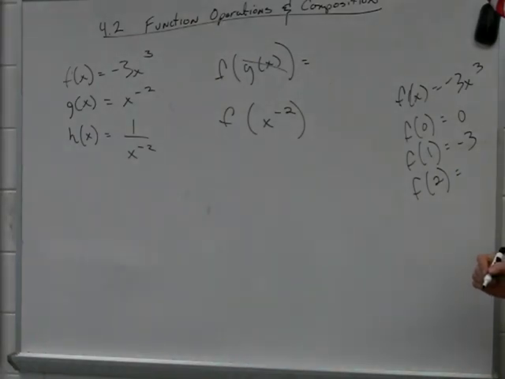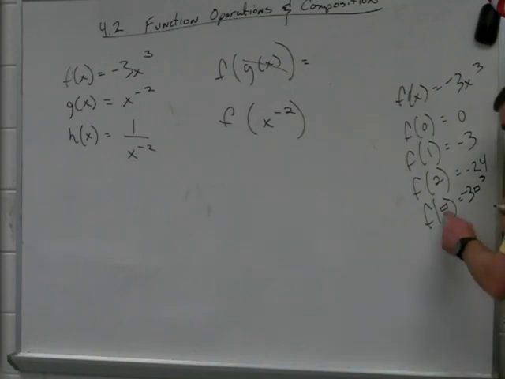2 cubed is 8. Negative 24. And so on and so on. What would f of a red brick equal? A red brick. Nope. Negative 3. I'm going to take that red brick and I'm going to stick it in right there. Negative 3 red brick cubed. So whatever's right here goes right there.